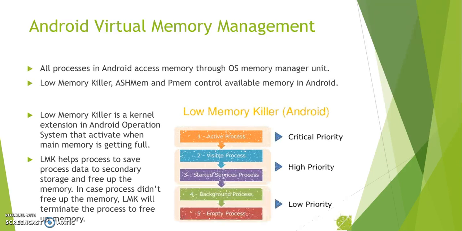All processes in Android access memory through OS memory management. Low Memory Killer, ASHMEM, and PMEM control available memory in Android. Low Memory Killer is a kernel extension in the Android operating system that activates when main memory storage is getting full. LMK helps processes save their data to secondary storage and free up memory. If a process doesn't free up memory after LMK sends a signal, LMK will terminate the process to free up the memory.